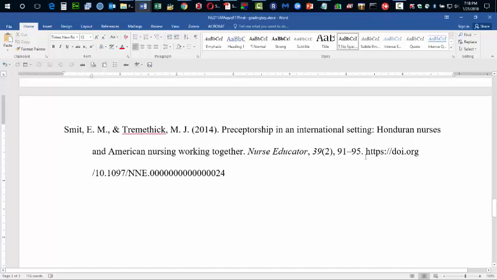You always, if you need to split a URL or a DOI between two lines, always have the next line begin with a slash. Also, you notice that in the examples APA uses hanging indent. There's a setting for that in Microsoft Word under the paragraph using hanging. That works very well.